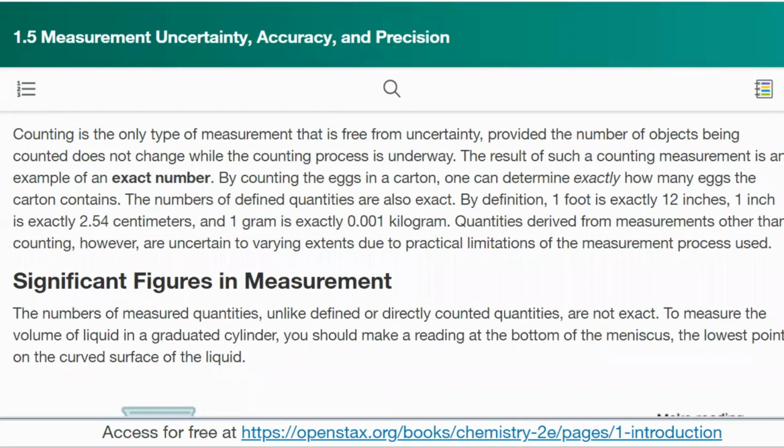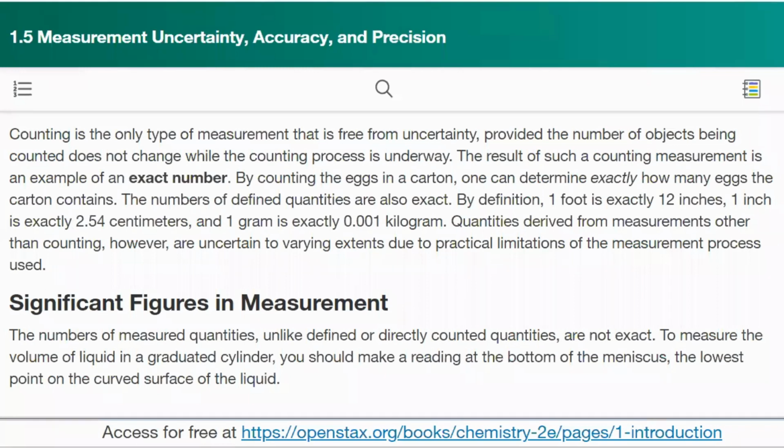The numbers of defined quantities are also exact. By definition, 1 foot is exactly 12 inches, 1 inch is exactly 2.54 centimeters, and 1 gram is exactly 0.001 kilogram. Quantities derived from measurements other than counting, however, are uncertain to varying extents due to practical limitations of the measurement process used.